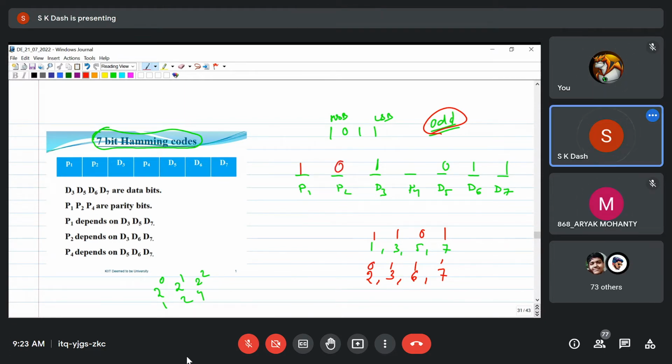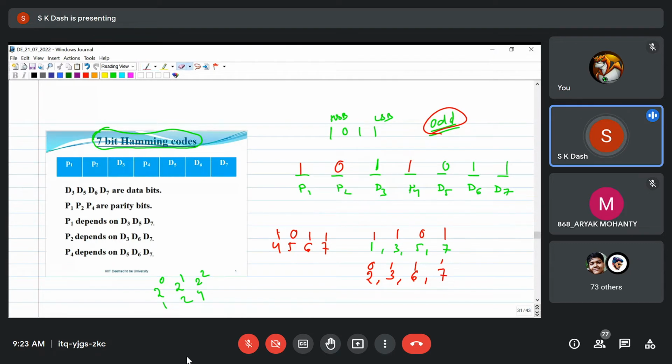Next, to find the fourth parity bit, the combination is 4, 5, 6, 7. So 5 is 0, 6 is 1, 7 is 1. How many ones are there? 2 ones. So to make it an odd number, another one needs to be added. So I will add 1 here.